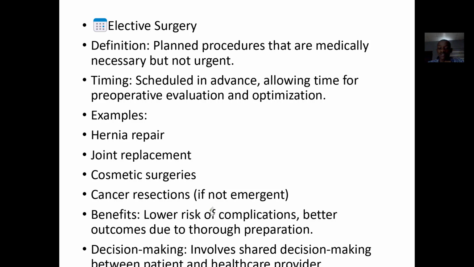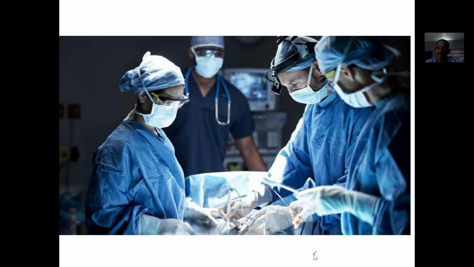Benefits: there's a lower risk of complications because the surgeon, funny enough, goes back to study more on your condition. So when they come in, everything is always perfect if they are serious surgeons. It also involves shared decision making, so the patient will have one or two things to say.